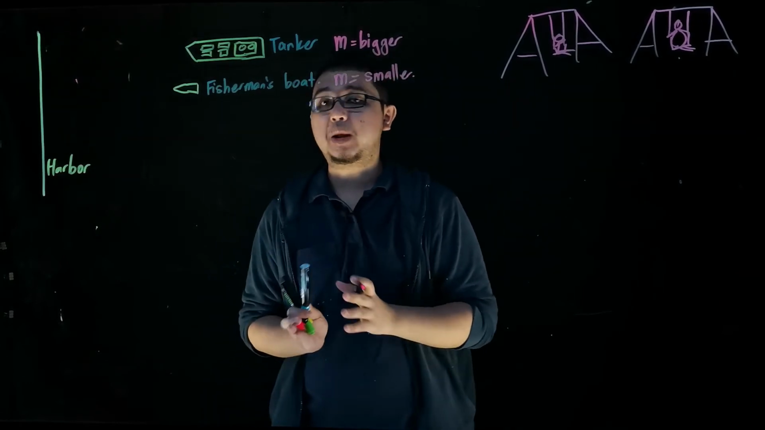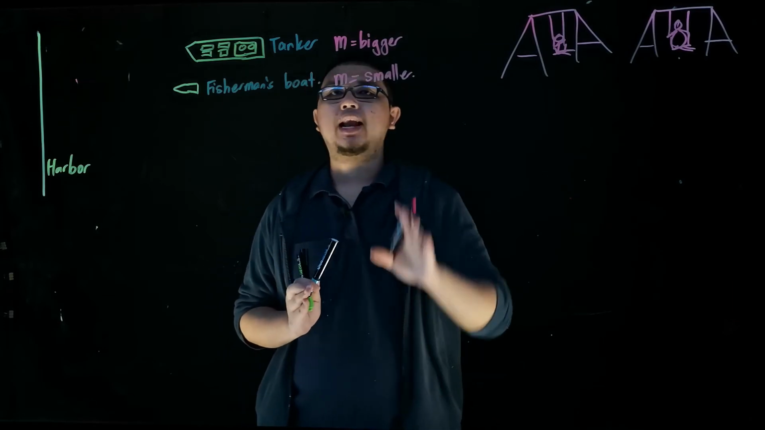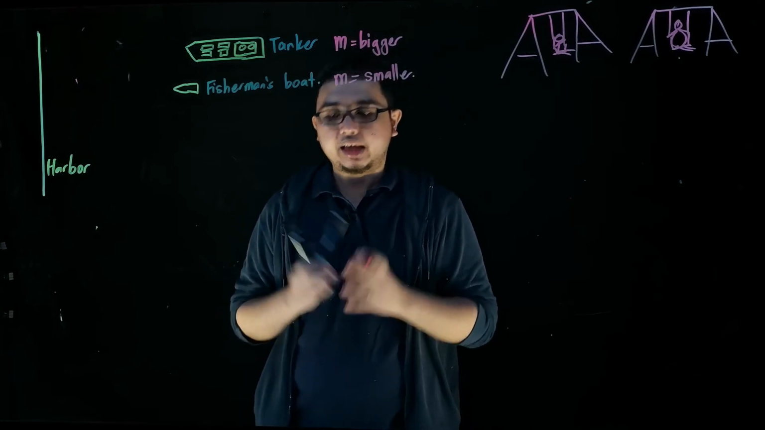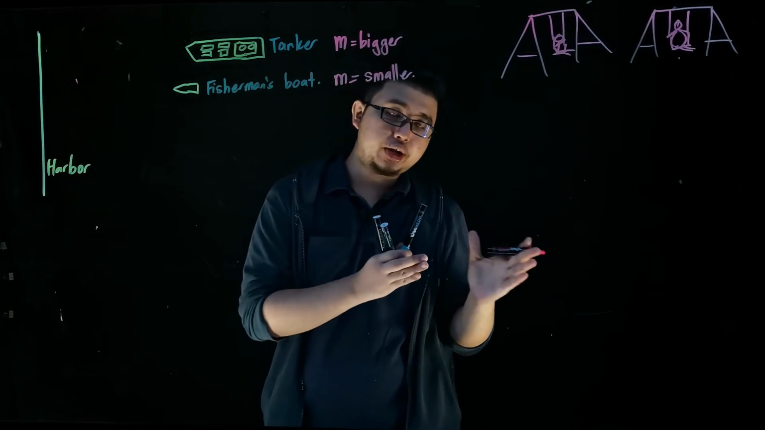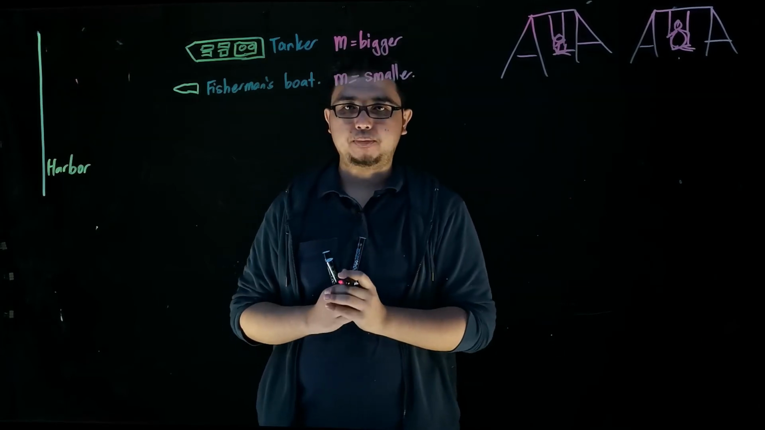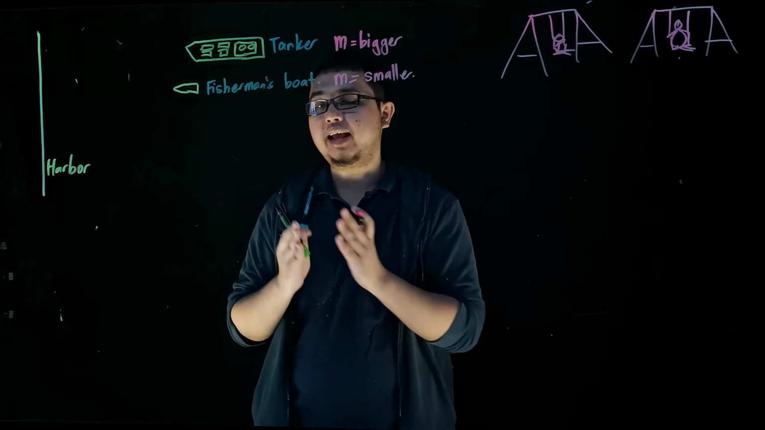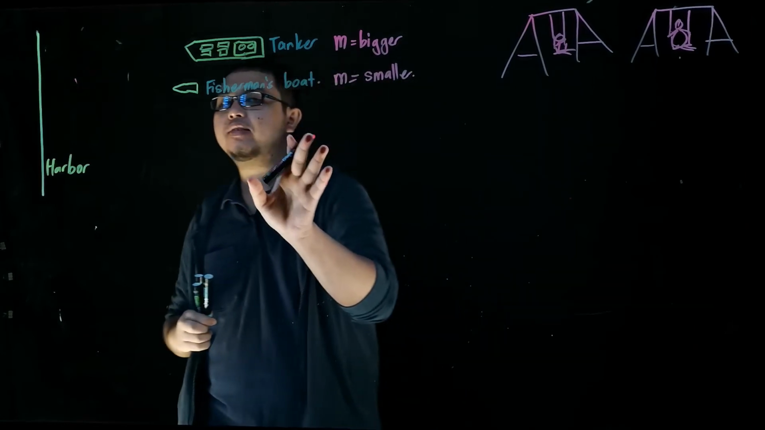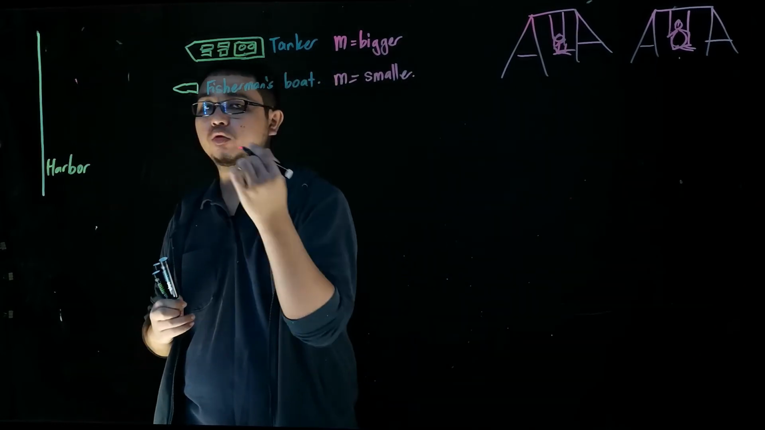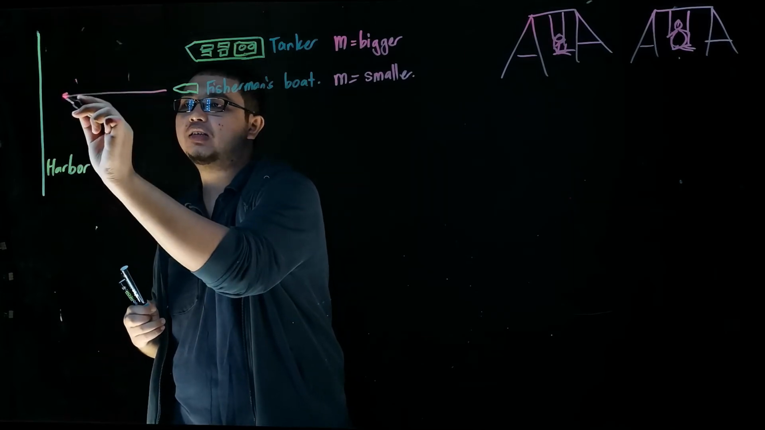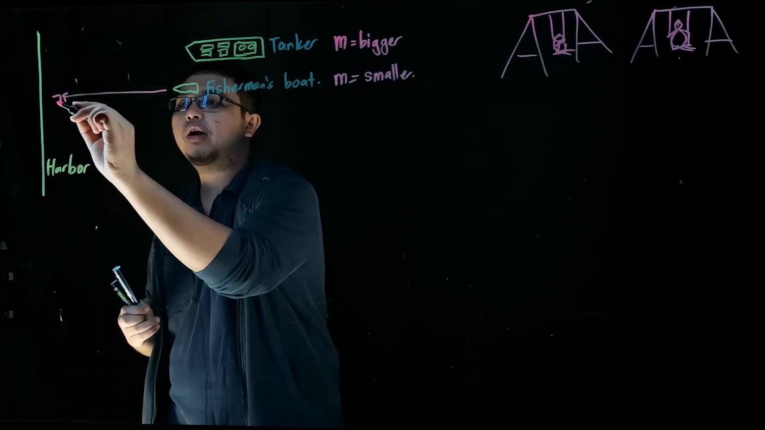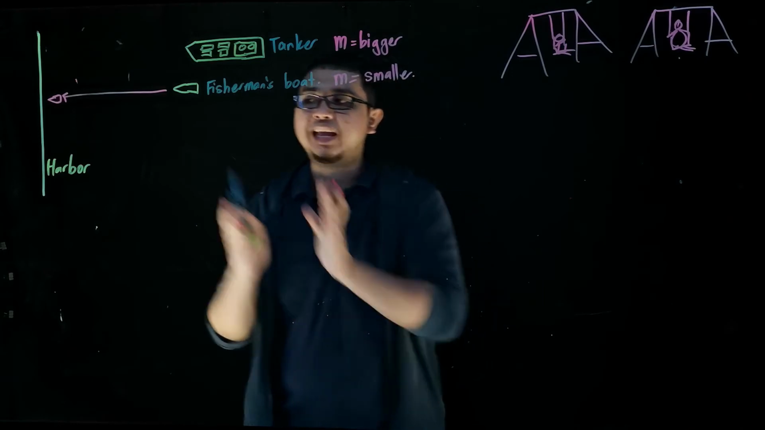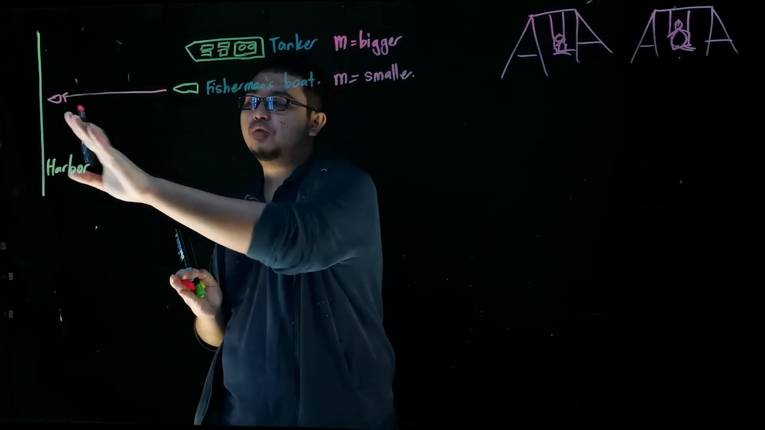Looking back to what we explained about inertia earlier, we know that objects that have a bigger mass experience a larger inertia. It is harder for them to move, it is harder for them to change direction, it is harder for them to stop compared to an object that has a smaller mass. So for this tanker and fisherman's boat, if the fisherman's boat needs to stop, they can cut off the engine somewhere here. Why? Because of the smaller mass, the effect of inertia on the boat is much smaller. They require less force to stop.